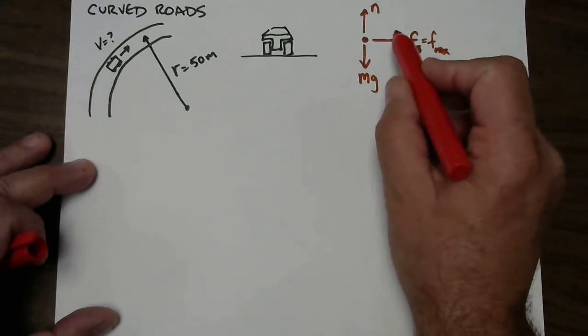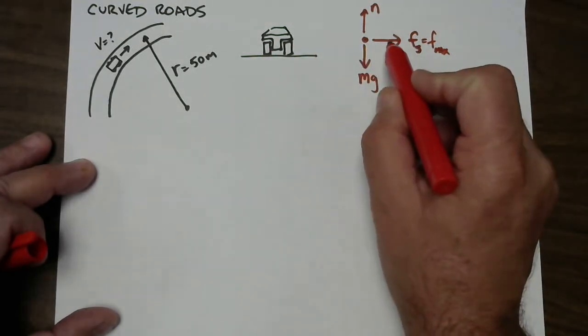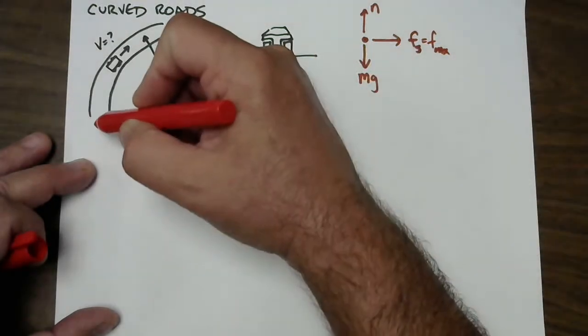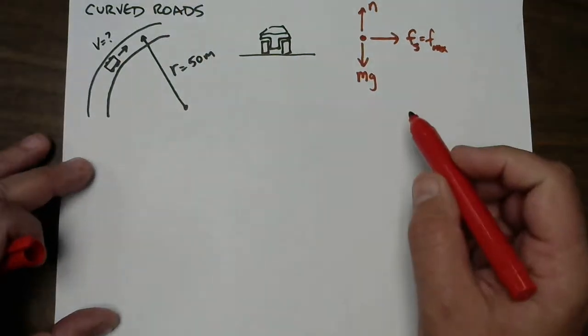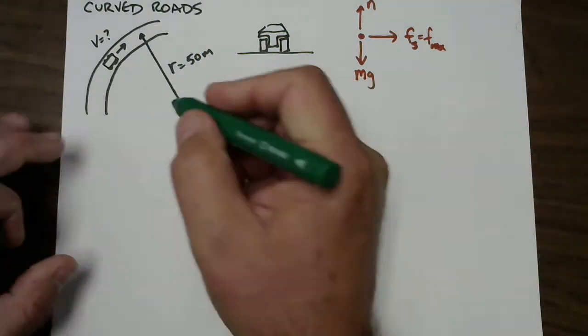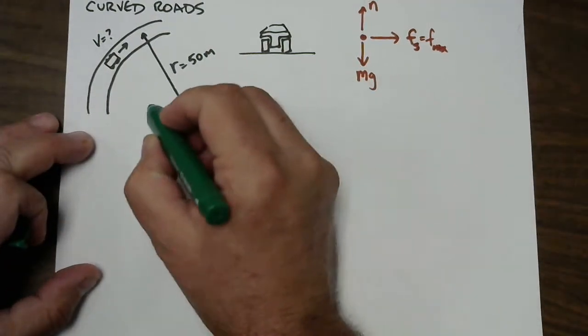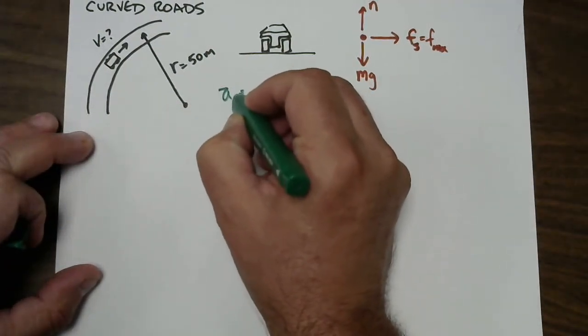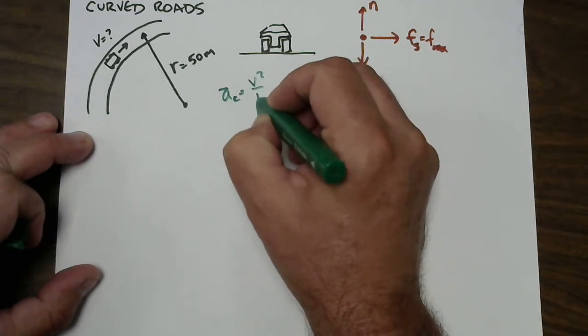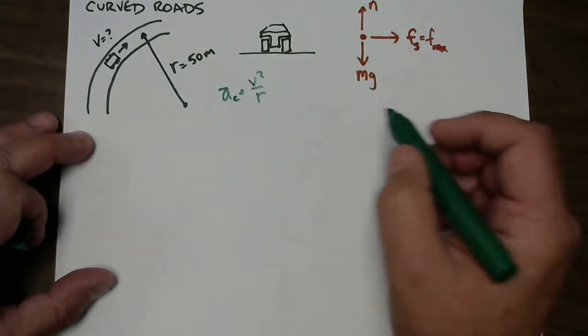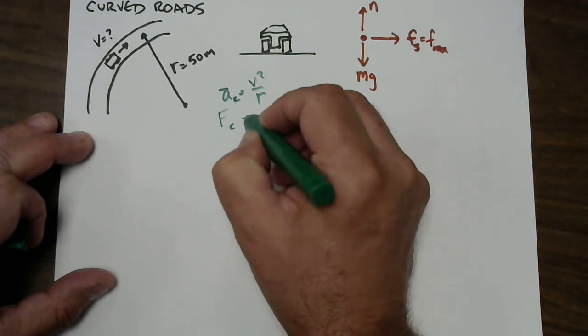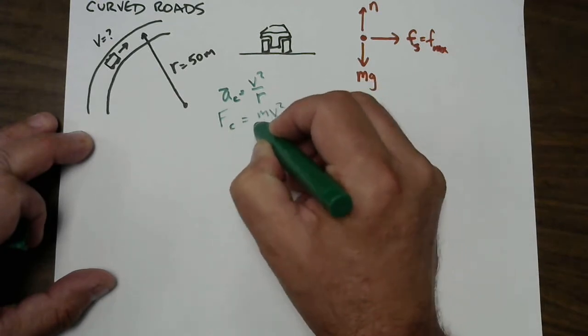So this is an unbalanced force, and that means the car is going to accelerate to the right, but it's accelerating to the right in such a way as to produce circular motion. And we happen to know that the exact acceleration necessary to go in a circle is equal to v squared over r. That means that the centripetal force necessary to go in a circle is mv squared over r.